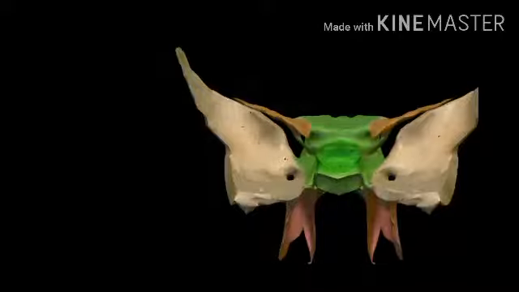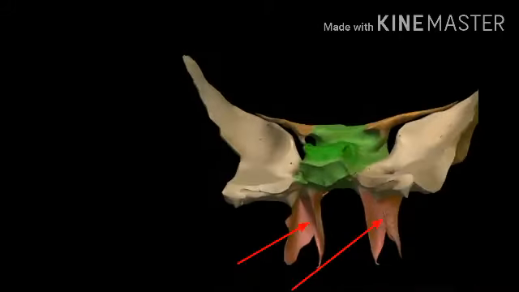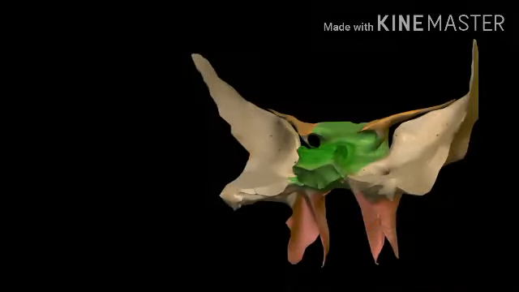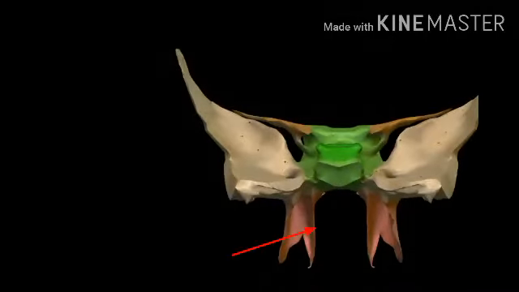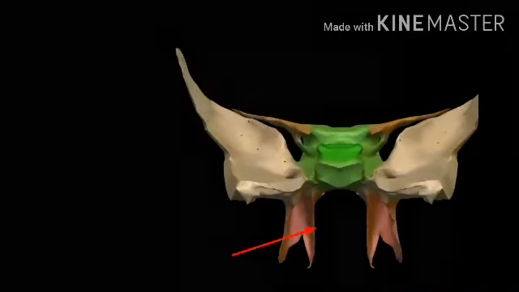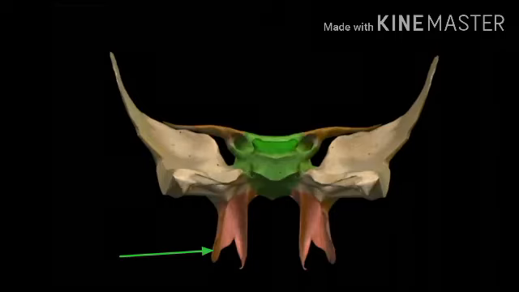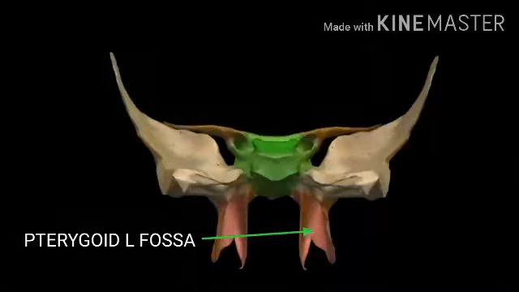Let's take a quick look at the legs of this butterfly. These are what we call the pterygoid processes of the sphenoid bone. On each side there are two. The medial one is called the medial pterygoid process, and it has an extension here called the pterygoid hamulus. The lateral one is called the lateral pterygoid process. The depression in between is called the pterygoid fossa.